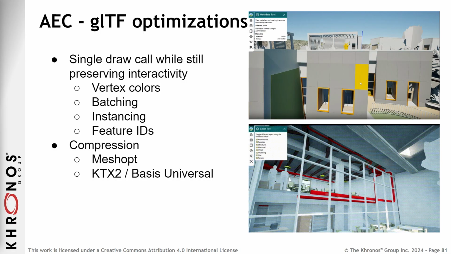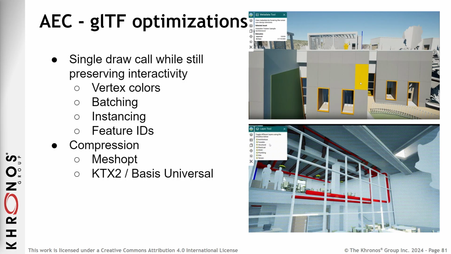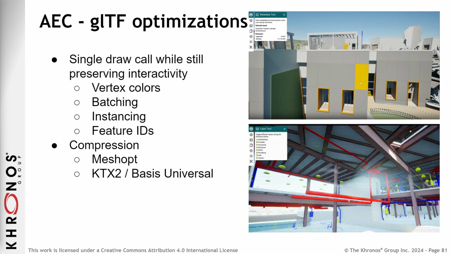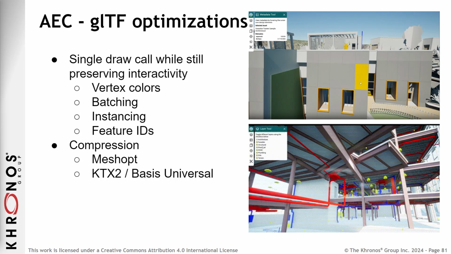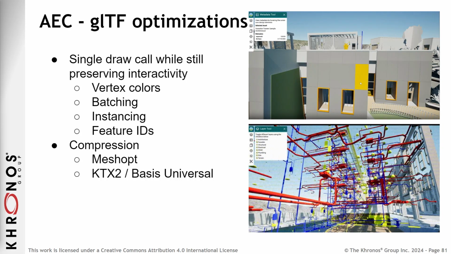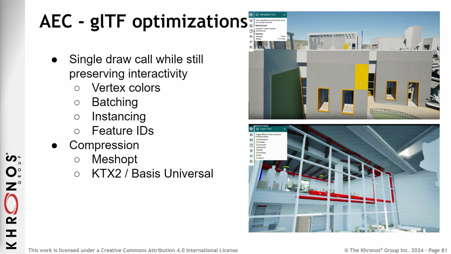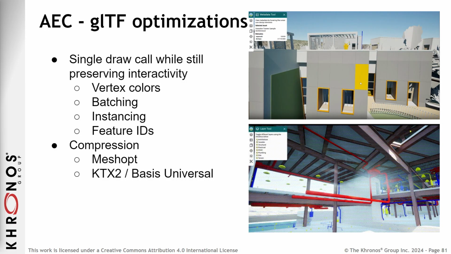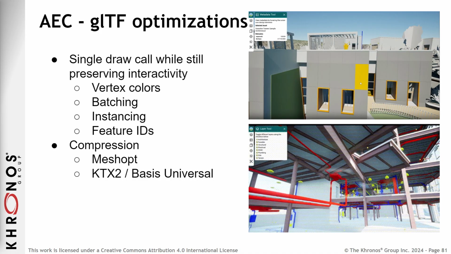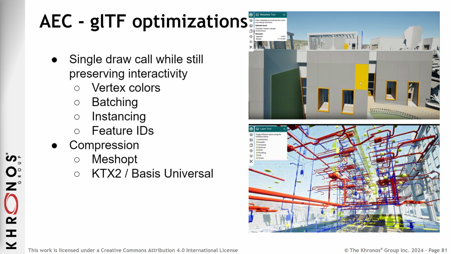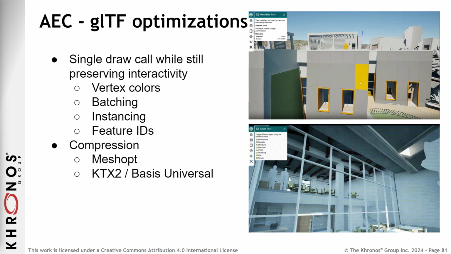And then, in order to enable batching while still preserving interactivity, we have a concept of feature IDs. Every vertex is going to say what ID it is. That then allows you to hover your mouse over an individual element and query the metadata associated with it, or color it differently, or do all sorts of filtering like the GIF on the bottom.